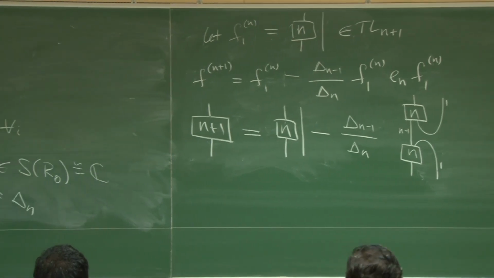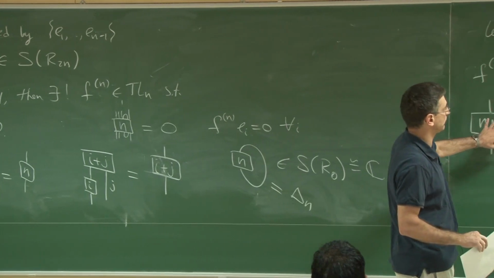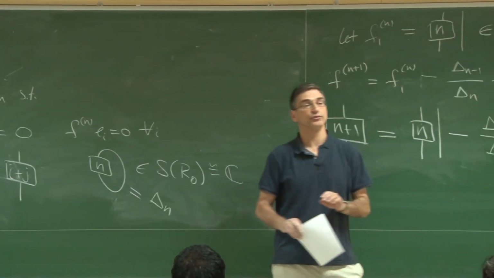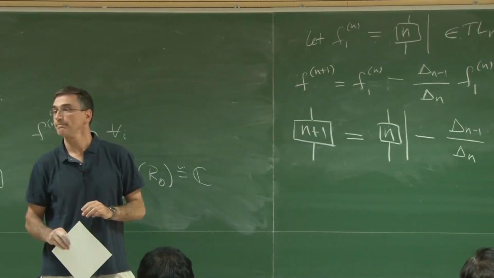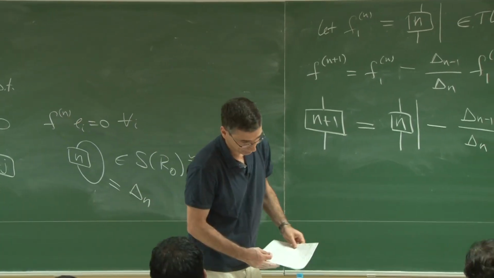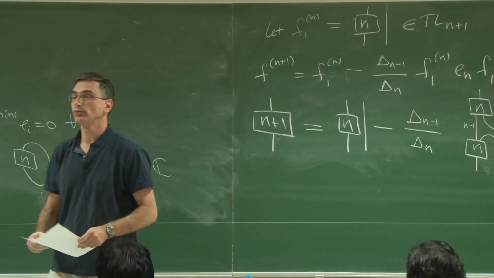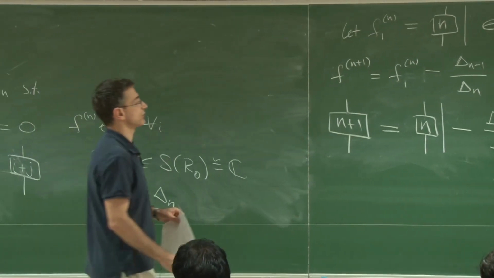So that's the inductive formula for the n plus first idempotent from the nth idempotent. Okay, it's complicated. Sorry. All right. Let's now use this.